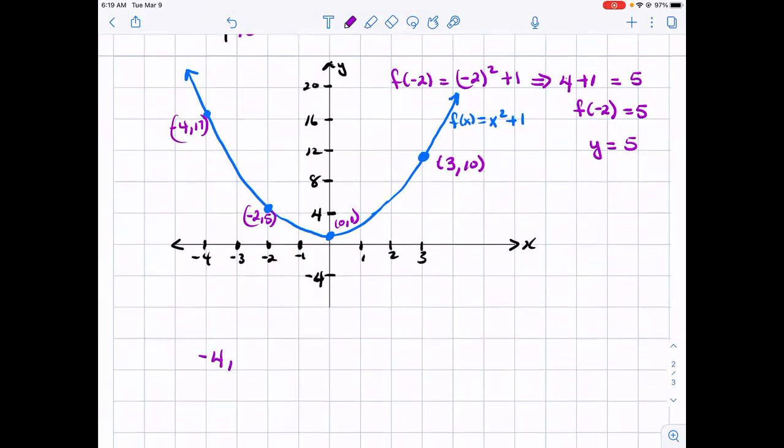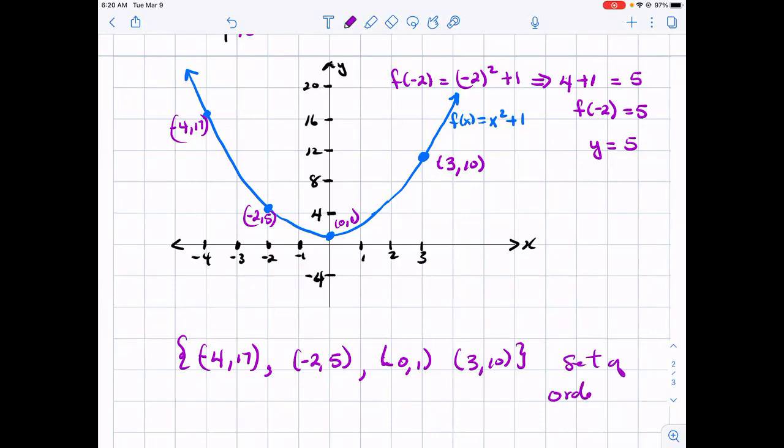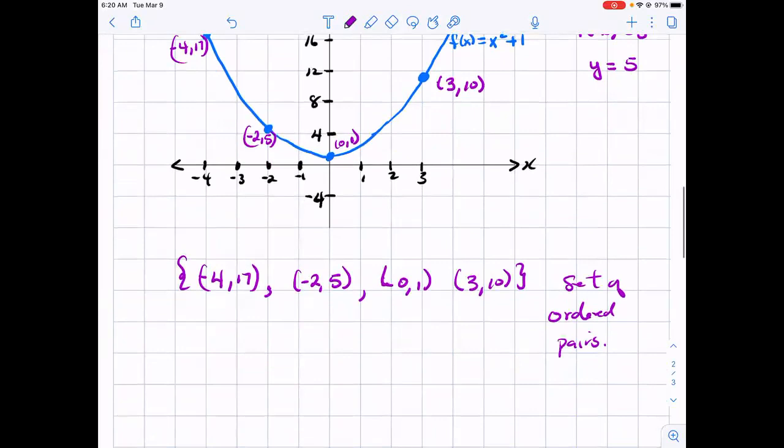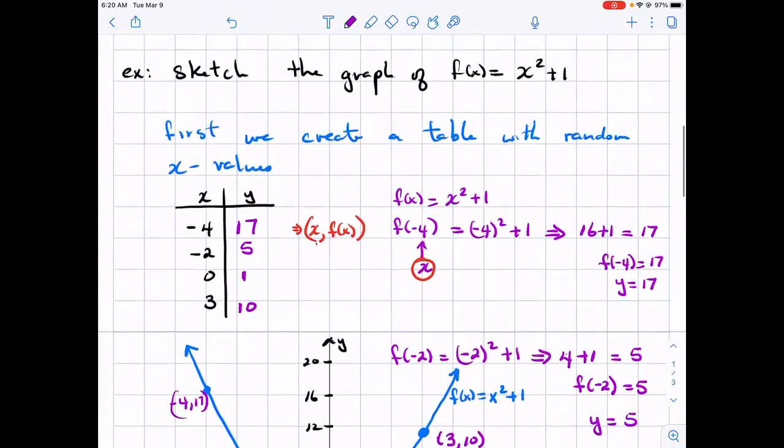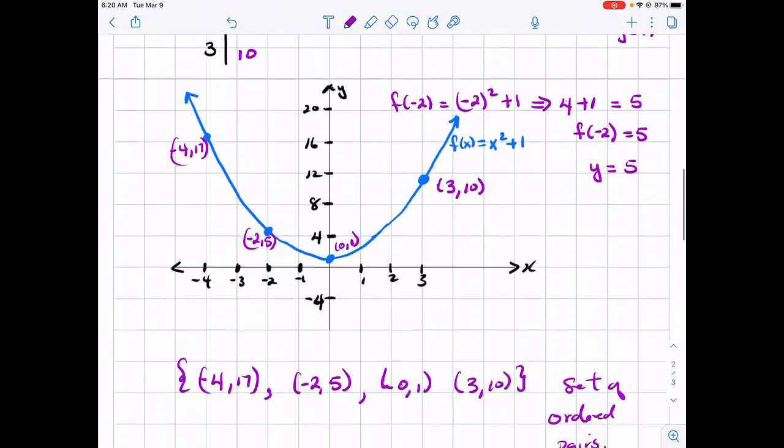So minus 4, 17, okay? Minus 2, 5, 0, 1, and 3, 10. These are your ordered pairs. This is the set of ordered pairs. Okay. And when you plot them, that's how you get the graph. So that was just a quick review of how you get your graph.